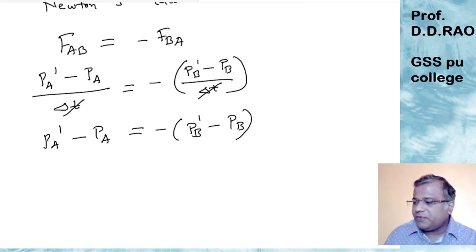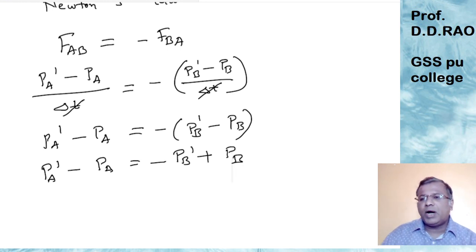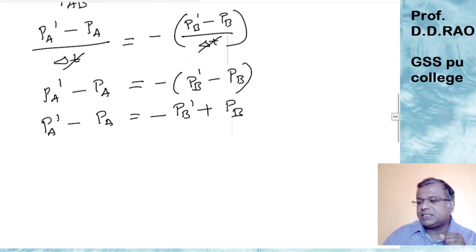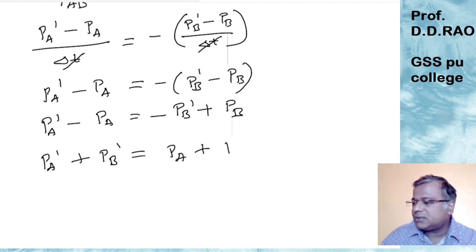Now if I just go a bit further, I'll get PA dash minus PA equal to minus PB dash plus PB. Why should plus come over there? The reason is that minus becomes plus. I'll shift this minus PB dash here and this minus PA over there. So PA dash plus PB dash equals PA plus PB.